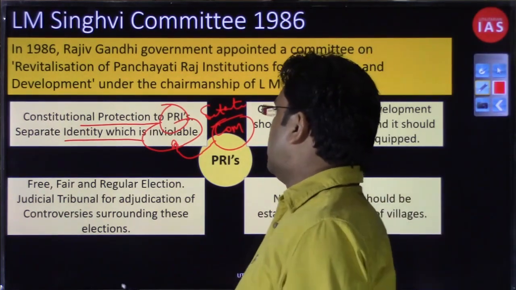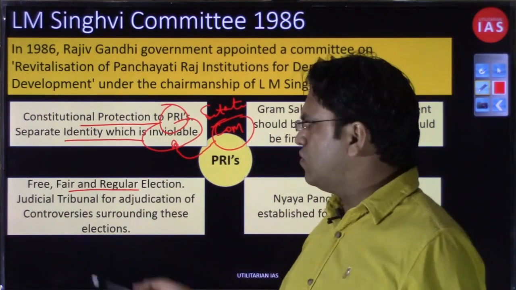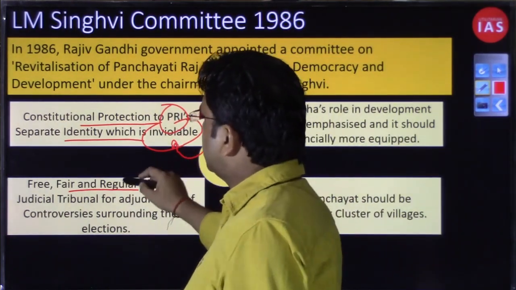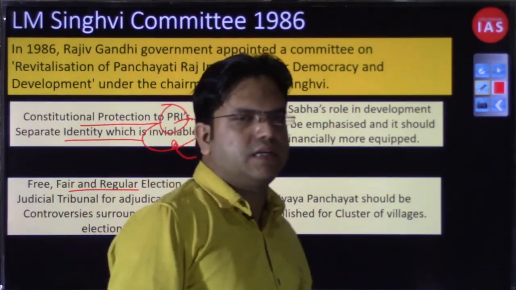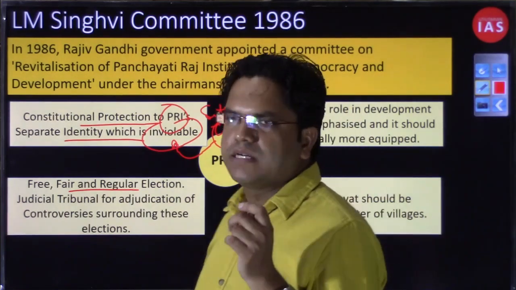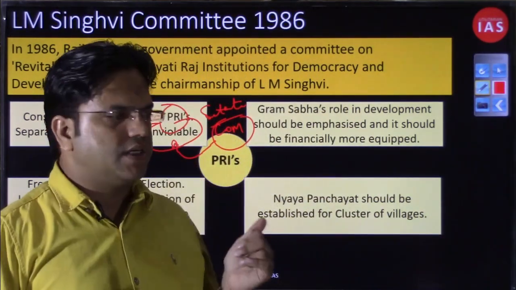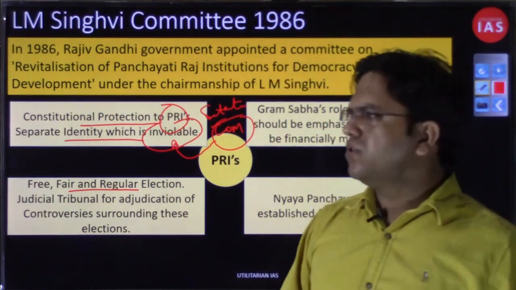So that is one new notable feature. As far as free and fair regular election, right? That is common with the Ashok Mehta committee, because Ashok Mehta committee was also talking about the creation of state election commission, and if it is being dissolved due to any compelling circumstances, then within 6 months there should be election, right? So this is a common point, that free and fair election should be there.